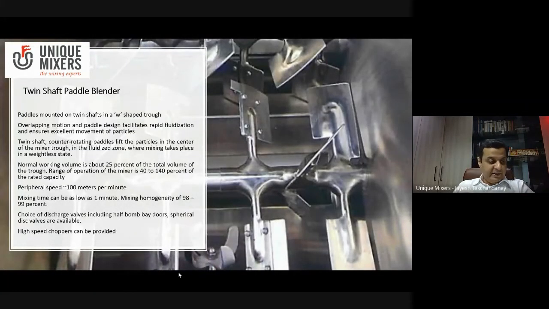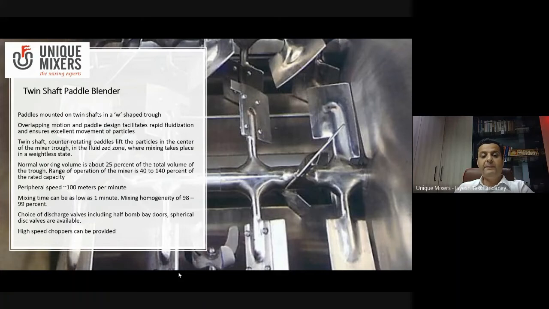The next kind of mixer, again, we know that this is being used at Nagpur as well as Katni. It's the twin shaft paddle blender. In this case, we have paddles which are mounted horizontally in a W-shaped trough. And there is an overlapping motion, and the paddle design facilitates rapid fluidization and ensures excellent movement of particles. So just like the Plowshare Mixer, the twin shaft paddle blender is also working on the principle of fluidization.